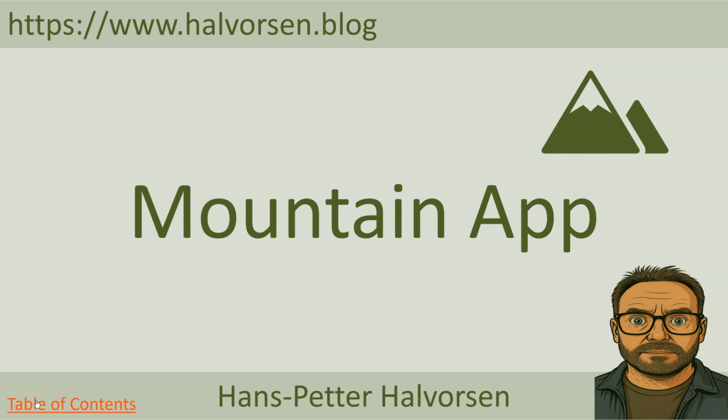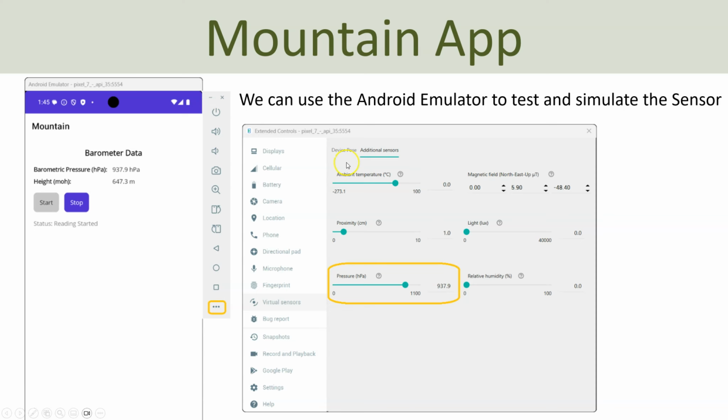So let's start creating the app itself. I will just call it Mountain App. And here you see the draft of the user interface that we will end up with. So you should be able to read the value from the sensor by using this button, start reading from sensor and stop reading from sensor. You can also use this barometric formula to calculate the height above sea level as well.